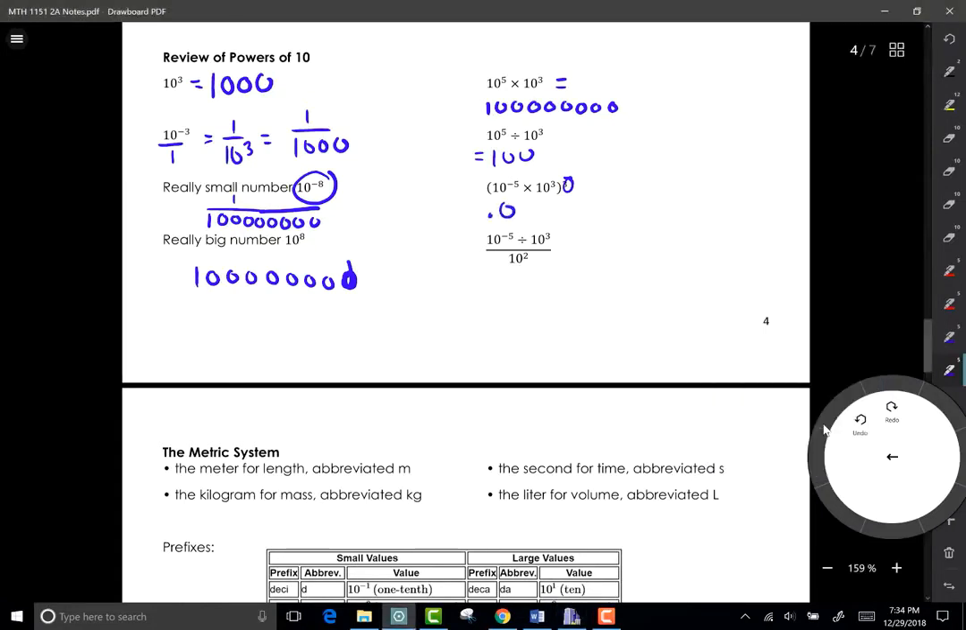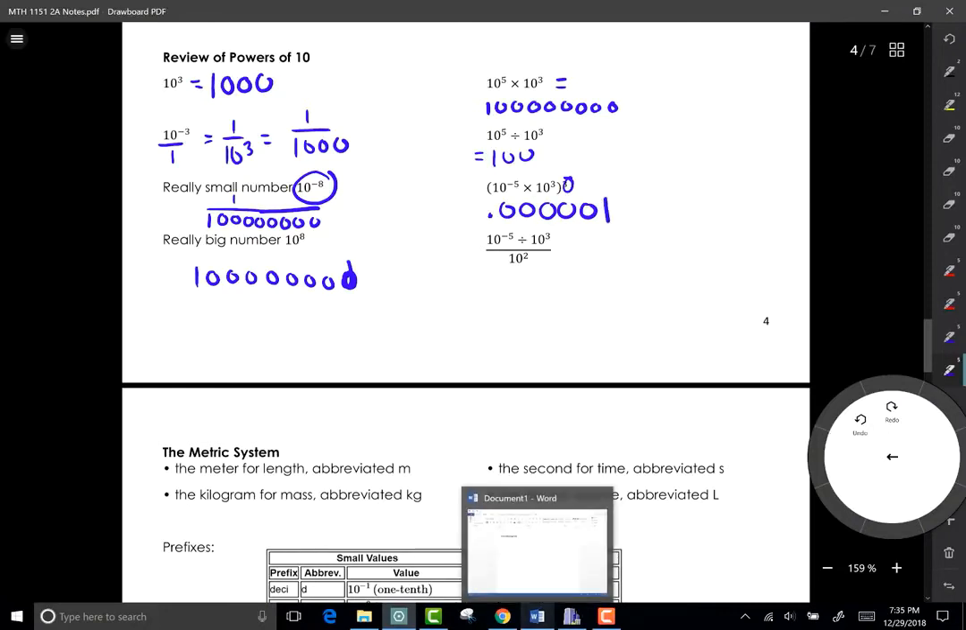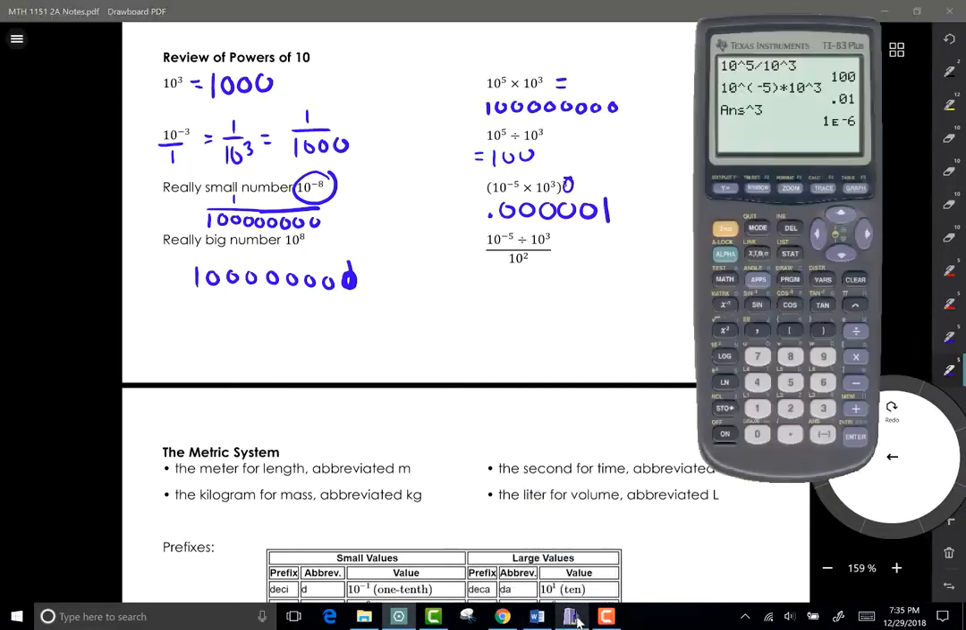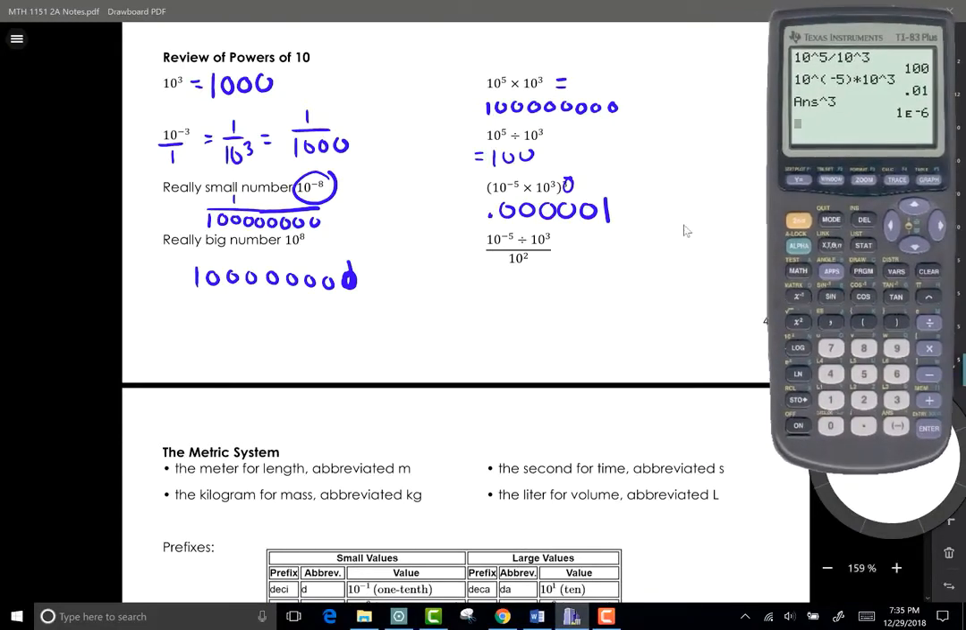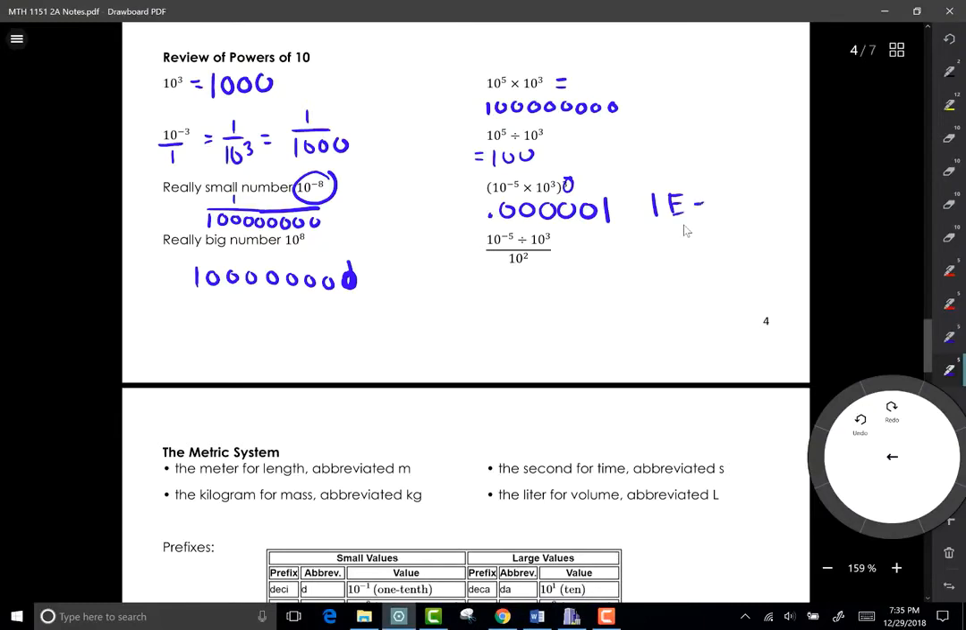0.000001, 1, 2, 3, 4, 5. There we go. Okay, the 1e to the negative 6, if you haven't seen that notation before, that means just take 1, here's my decimal place, and move it over 6 places to the left. And then I count over 6 places, which gives me the 5 zeros.